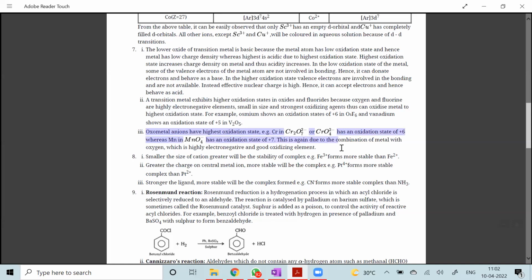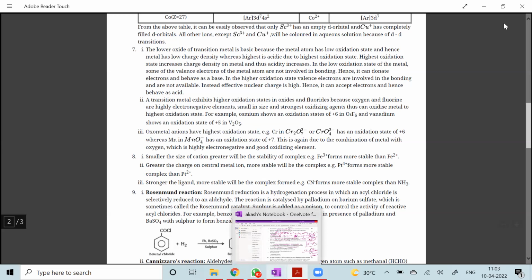this is due to the combination of metal with oxygen, which is highly electronegative and an oxidizing agent. Now that is a very little explanation only. I think the better explanation would be to give this and to tell that there are multiple bonds. That's why. Okay, right, fine. Next.